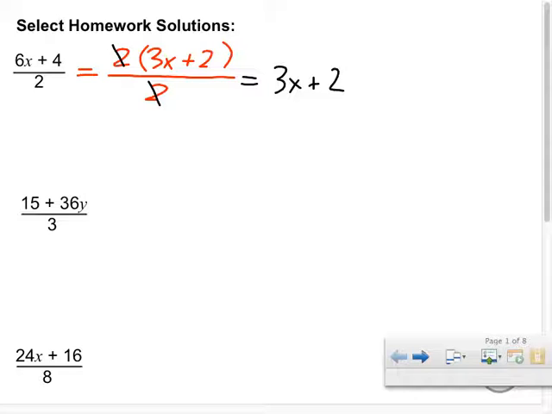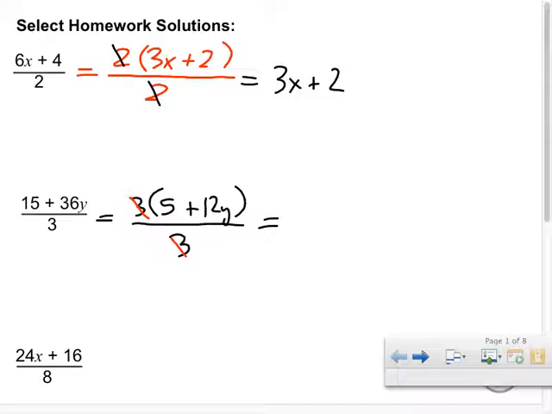Now, over here, what's the GCF of 15 and 36? I'm hearing 3. I agree with you. So in the numerator, what would I have? This 15 on the inside is 5, and then 36y becomes 12y. And in the denominator, I got 3. And then we see we have something in common, and it's not always going to be like that, but this is just the book trying to be nice.